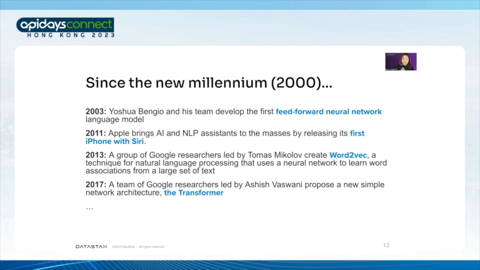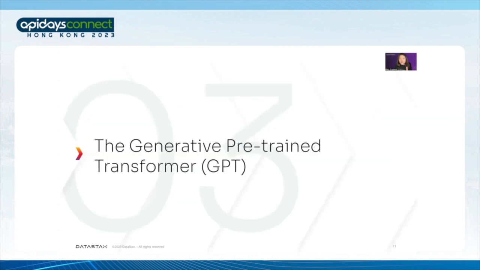And then in 2013, a group of Google researchers led by Tomas Mikolov created Word2Vec, which is basically learning from a large data set and then using a neural network to learn the word associations too. Word2Vec is like turning words, transforming them, to vectors. And then in 2017, another group of Google researchers led by Ashish Vaswani proposed a simple network architecture called the transformer. That's where I think it's slowly moving towards the current era of GPT, all of these things.